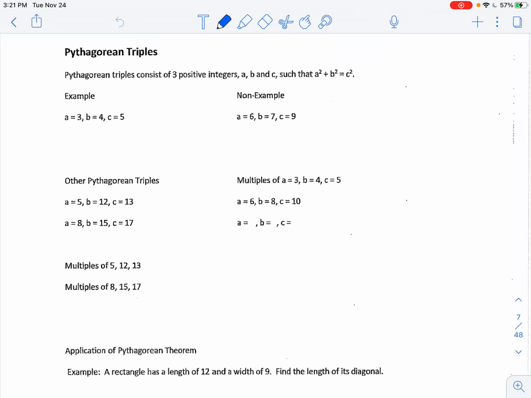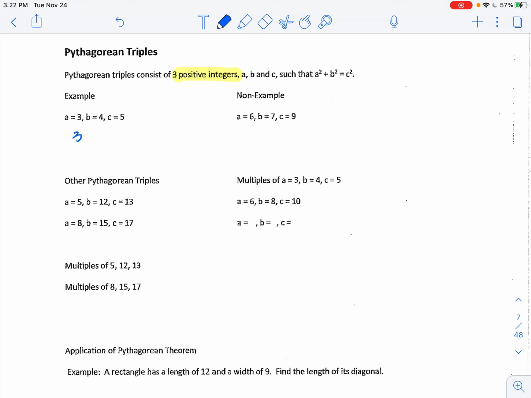In today's notes, let's look at Pythagorean triples and some applications of the Pythagorean theorem. So the Pythagorean triples are three positive integers, a, b, and c, such that they work in the Pythagorean theorem: a squared plus b squared equals c squared. And I just want to highlight these are positive integers. Integers are whole numbers.